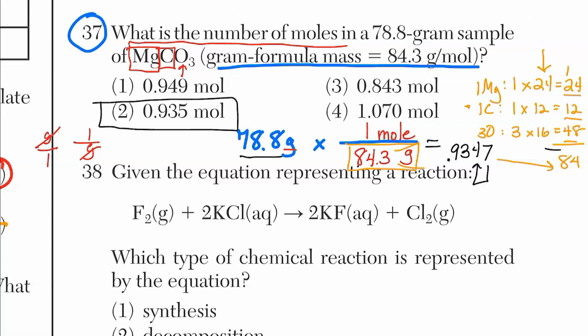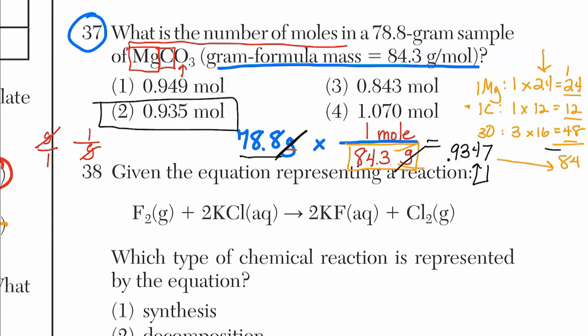And again, to know how to set this up, take the unit you're getting rid of and it goes in the bottom. I never ever memorize when I multiply or divide to go from moles to grams and grams to moles. All right, so number 37 is choice 2.